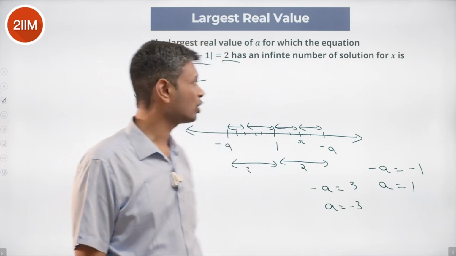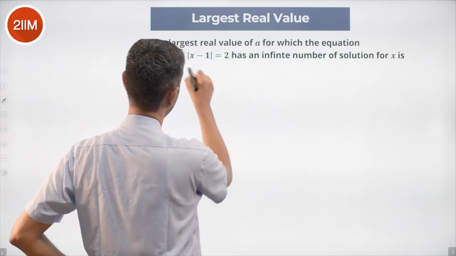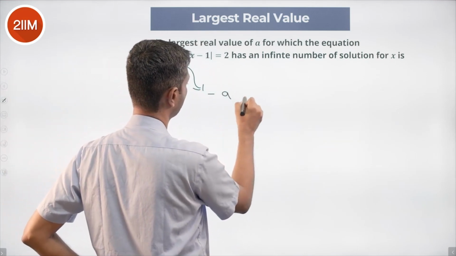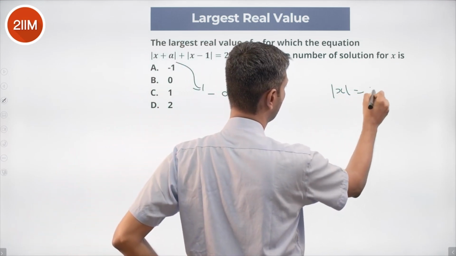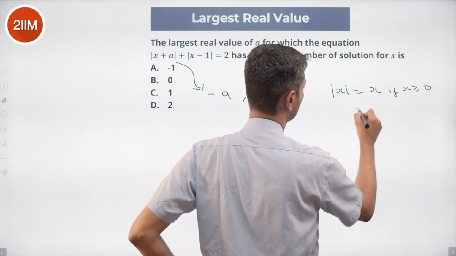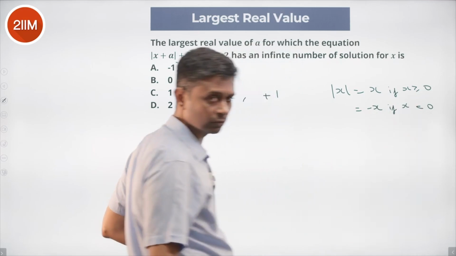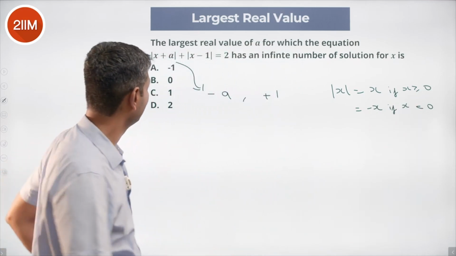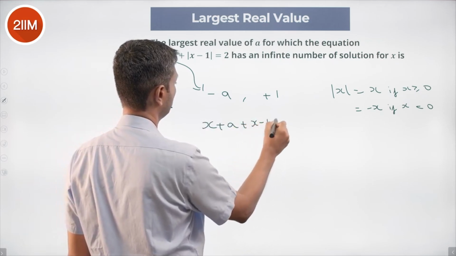And so the more algebraic way of doing it, saying I denote the turning points as minus a and plus 1. We know that mod x equal to x if x is greater than or equal to 0, and minus x if x is less than 0. We're basically saying I can say this: x plus a plus x minus 1 equal to 2.